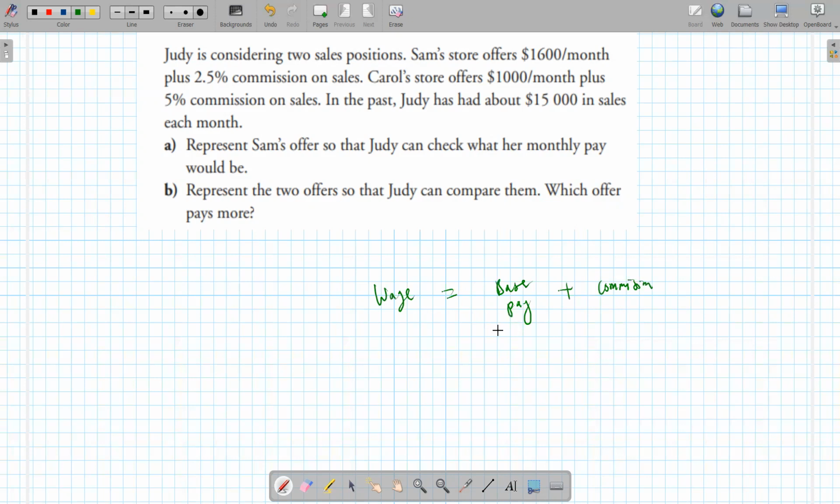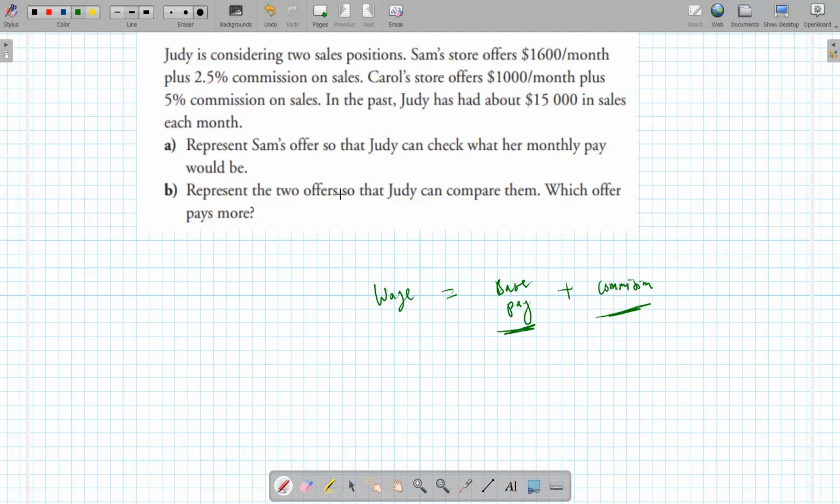Okay, so it's two piece here. So the first store has 1,600 a month plus 2.5 on commissions. The other one has 1,000 a month plus 5% on commissions. In the past, Judy had about 15,000 in sales each month. Okay, it represents Sam's offer, so Judy can check what her monthly pay would be. What do you think the equation is for Sam's store, which is the first store up there?